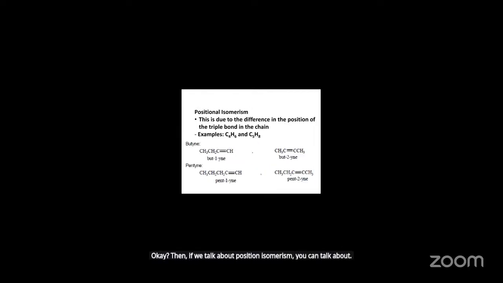Note that, this is straight chain and branch chain. That's a typical example of chain isomerism we can talk about. Then if you talk about position isomerism, you can talk about having but-1-yne and but-2-yne. That's an example of position isomerism. Note that the change of position of the triple bond changes the identity of the compound.